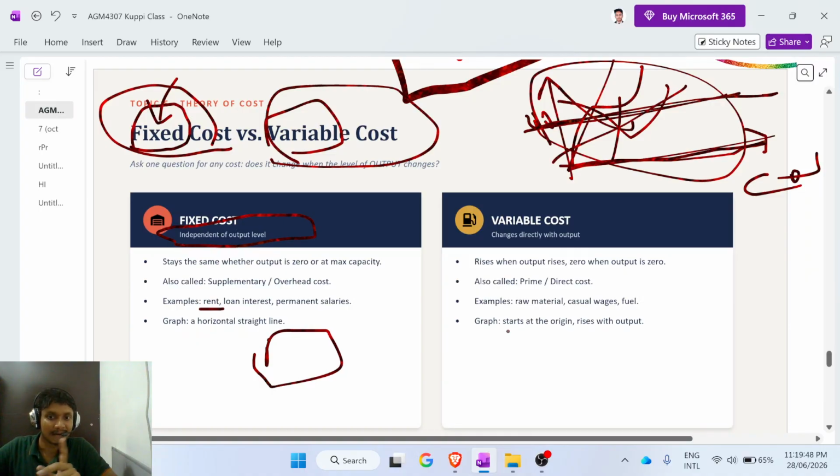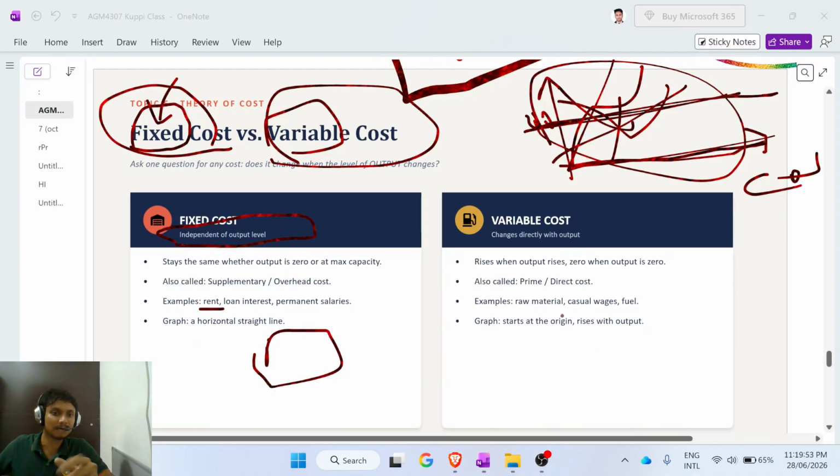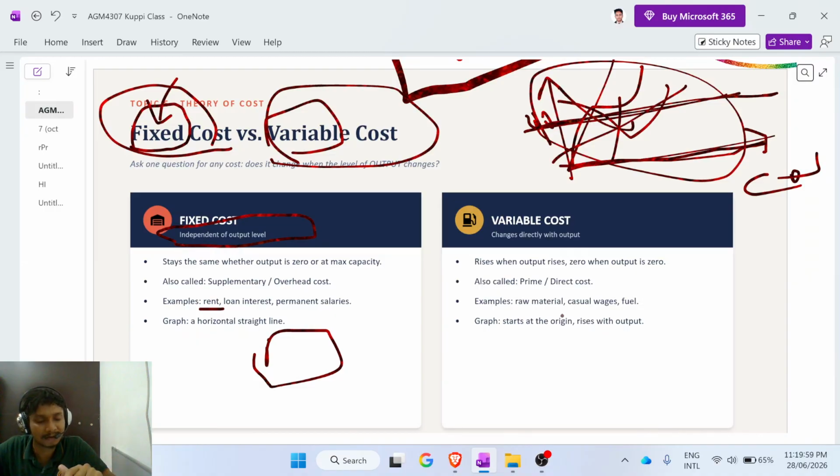Tomorrow I will make about 10,000 roti. But even if I make 10 roti or 10,000 roti, or 10 lakh roti, it does not matter for fixed cost, because the fixed cost is independent of output level.